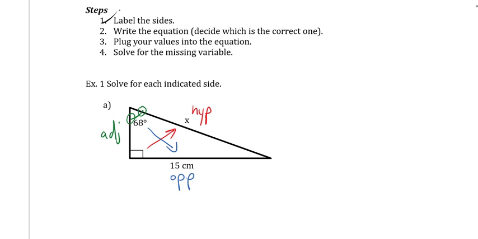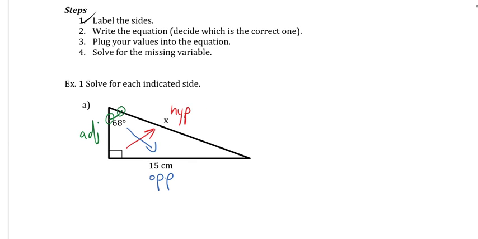You could label them. This part you can do however you want. If you want to shorten it and use OAH because you're too lazy to write out the 3 letters, that's fine. It's not worth marks. Do whatever you want. Step number 2. I always like to do this too. I circle the 2 that have something going on. Adjacent is all by itself. It's just blank. Okay, so I'm not going to circle that.